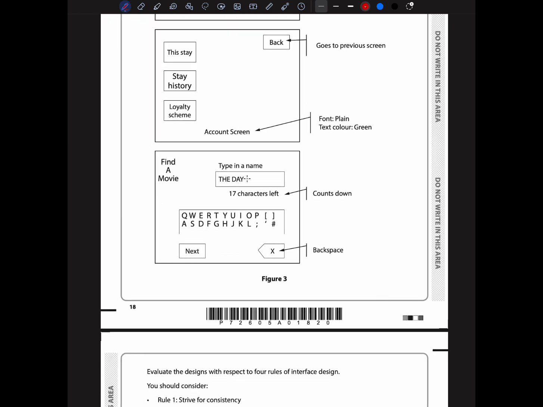Type in a name. Okay, so they can add the time. Here they put the countdown for the characters. Find a movie. Here is the movie. They can go back using X, right? So there is one thing we can notice: the backspace here means we have to go back, right? And there is one next. Here it is showing the back. So they are using a different name for the same functionality.